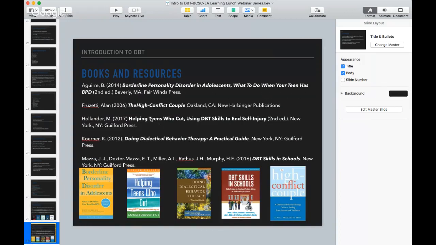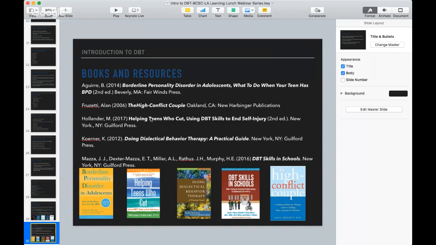And then these are just some additional books and resources on doing DBT, as well as for families. Blaise Aguirre, who is the medical director of the 3 East Continuum at McLean Hospital, where the DBT program is, wrote Borderline Personality Disorder in Adolescence, what to do when your teen has BPD. Alan Fruzzetti's book is The High Conflict Couple, and then Michael Hollander focuses on self-harm and DBT. Kelly Koerner's is more of a practical guide to doing DBT. It's a great one for learning step-by-step. It goes through tools like the diary card and the chain analysis, and has therapist and client dialogue snippets in there. So it's a much more practical guide.